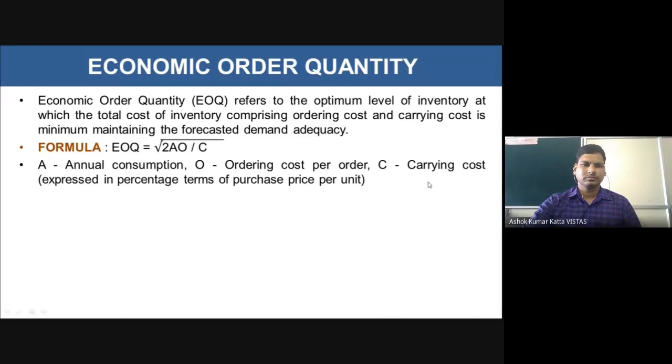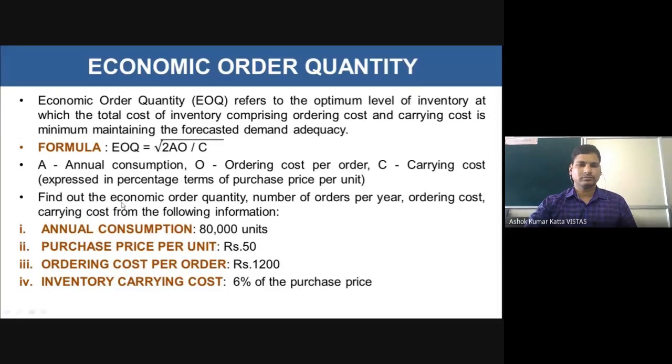C is carrying cost. Carrying cost, in simpler terms, you can keep in mind as the storage cost. So the stock which you are maintaining in your business, that involves cost, and that is carrying cost. So carrying cost will be expressed in percentage terms of purchase price per unit. Generally in most of the questions, you will find that the carrying cost will be given as the percentage of purchase price per unit. So these things you need to keep in mind. Now these letters may vary in different books, so don't consider the letters, you need to keep the concept in mind. So A here is annual consumption, O here is ordering cost, and C here is carrying cost.